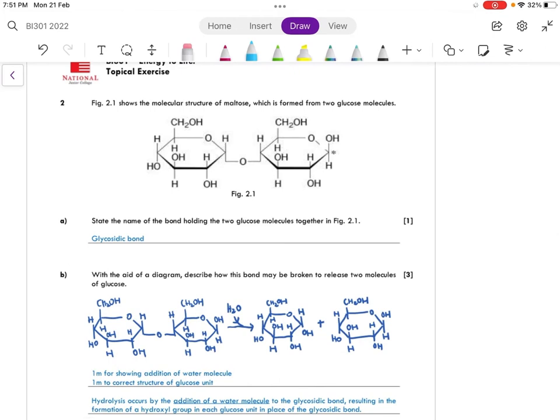Now question 2, state the name of the bond holding the 2 glucose molecules together. It is a glycosidic bond. It is not a peptide bond. Peptide bond, you find it in proteins. So just take note. Some students say alpha bond. There's no such thing as an alpha bond. So take note, it's a glycosidic bond.